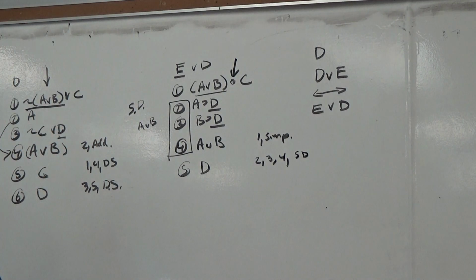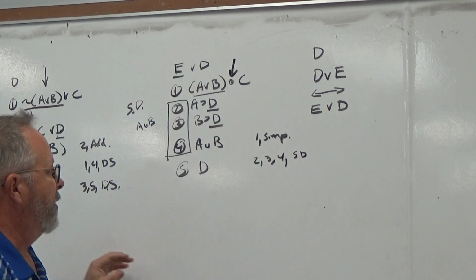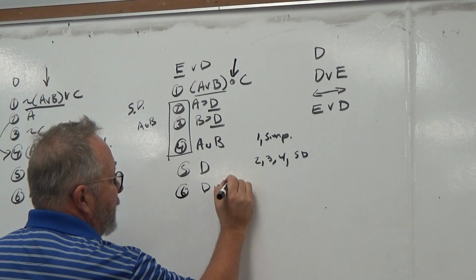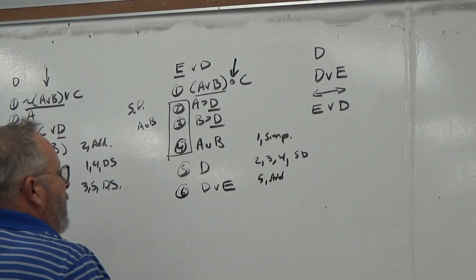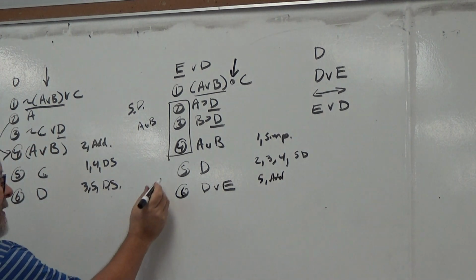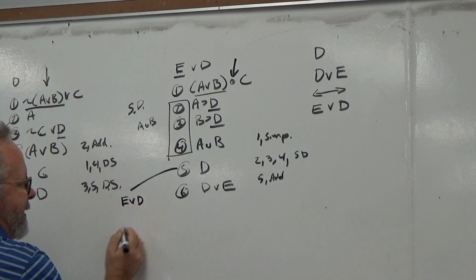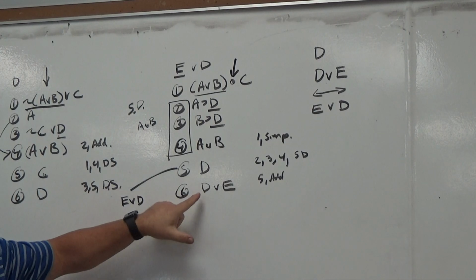Okay, and now I've already figured out how to get home, as it were. I can add an E, D or E, to 5 by addition. Now, this is a very common mistake. People went from 5 to E or D. You can't do that, okay? When you have something, you add and you say or, and then the new thing. Does everybody understand that?